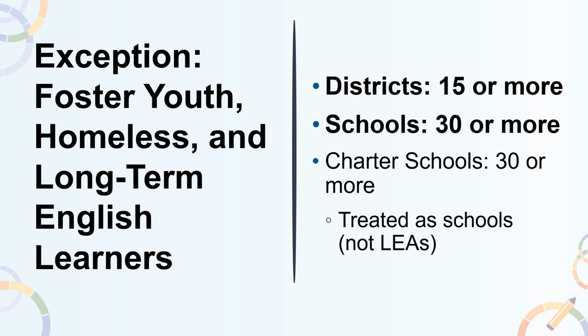At the school level, there must be 30 or more students in the denominator to be reported on the dashboard and held accountable for all the state indicators except for the science indicator. For this exception, charter schools are treated as schools, not LEAs. Therefore, charter schools will need 30 or more students in the denominator for the foster youth, homeless, and LTEL student groups to be held accountable for all the state indicators except for the science indicator.